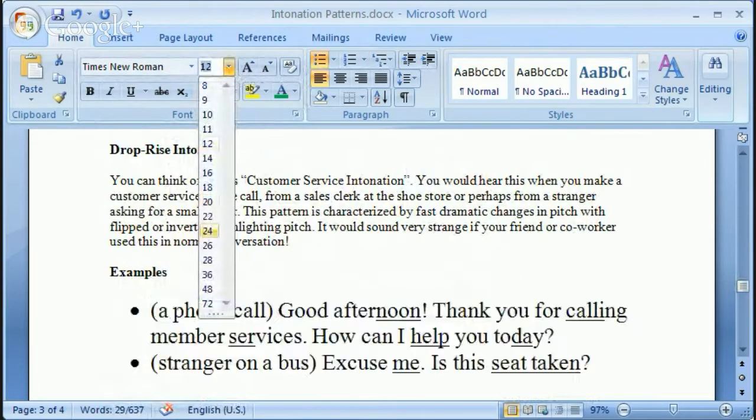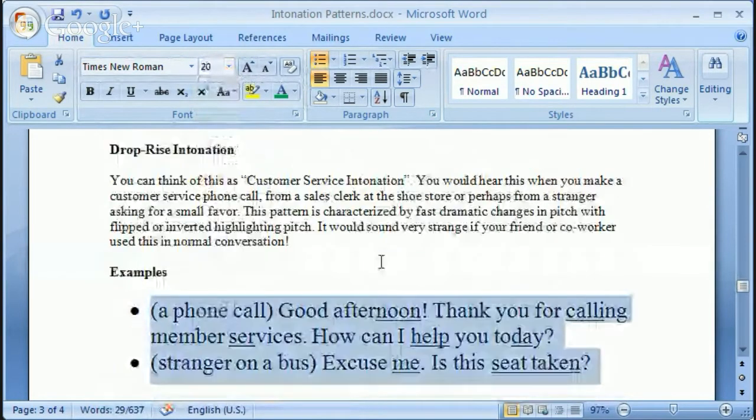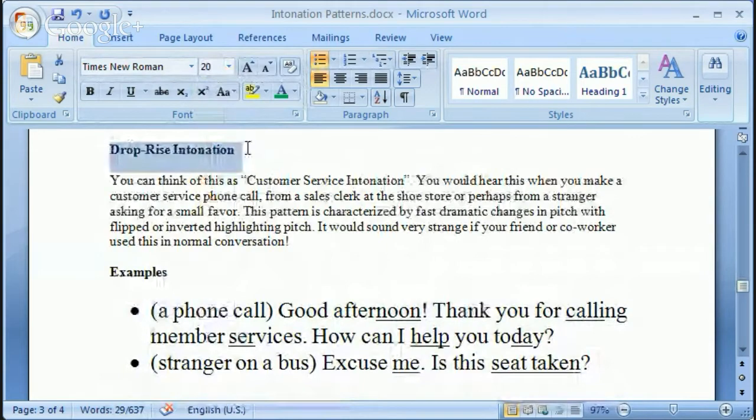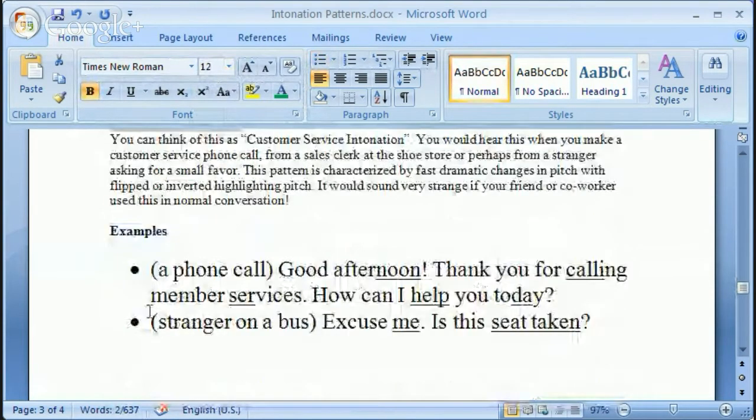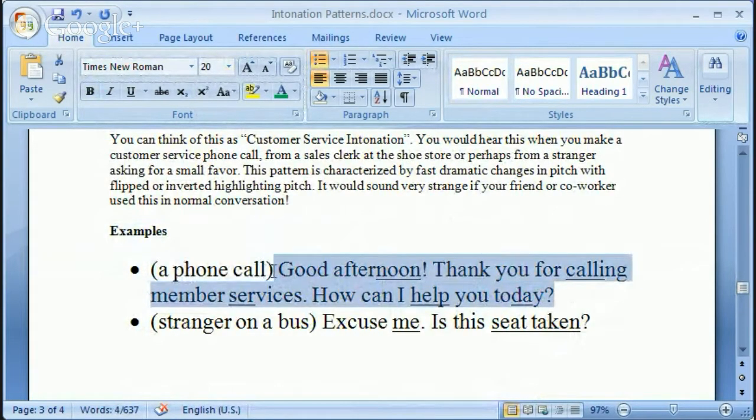We've just got a couple minutes. There's another weird kind of intonation. It's called drop rise intonation. I consider this more like customer service intonation. Let's see. Michael, you want to give this a shot? Let's hear your customer service English voice.